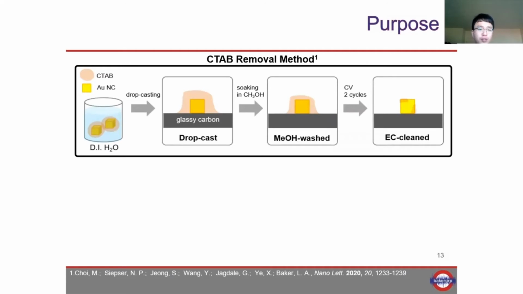So to address those questions effectively, a CTAB removal method was developed to clean CTAB from gold nanocube, which consists of two sequential steps. First one is methanol washing by soaking the sample for 2 minutes. And the second step is electrochemical cleaning with 2 cycles of cyclic voltammetry in reduction reaction in acidic solution. So this method was also critically important for performing repeatable SECCM measurement.